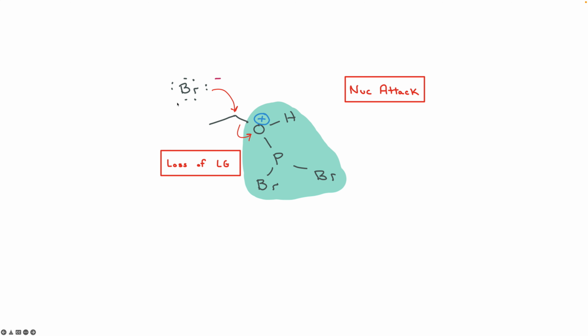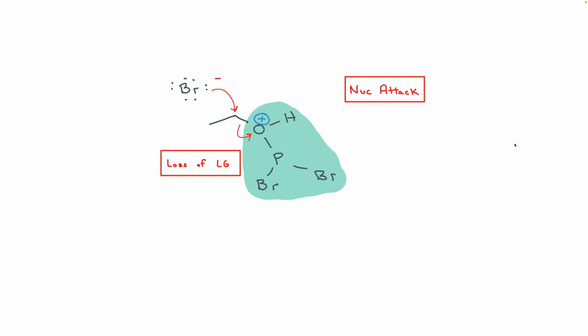The bromine that left can swoop in, has a full negative charge. It can use one of its lone pairs to attack this carbon. This carbon is losing electron density to this oxygen. The oxygen is pulling the electrons to itself, so this carbon is slightly positive. So this bromine will attack that slightly positive carbon, that's our nucleophilic attack, and this good leaving group will leave. That's our loss of a leaving group. So again, you have nucleophilic attack and loss of a leaving group happening at the same time. This is also an SN2 reaction.